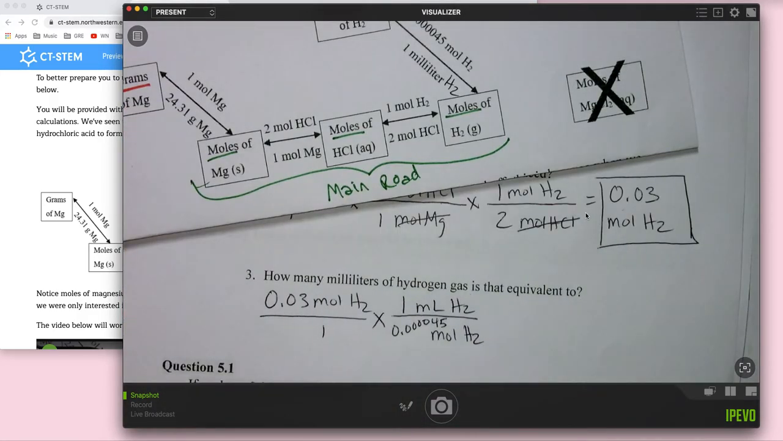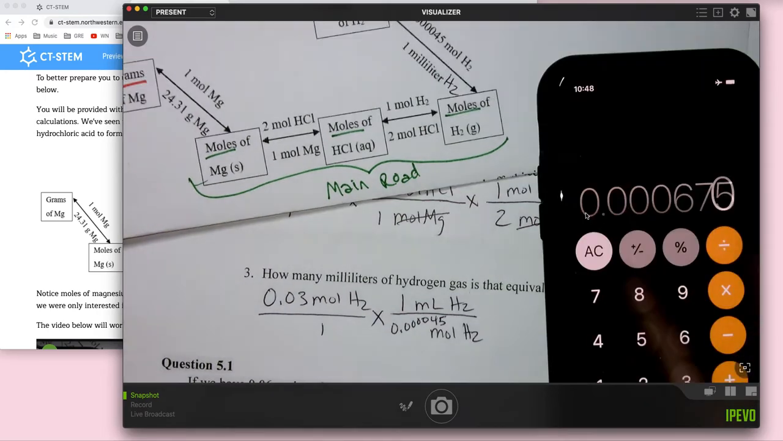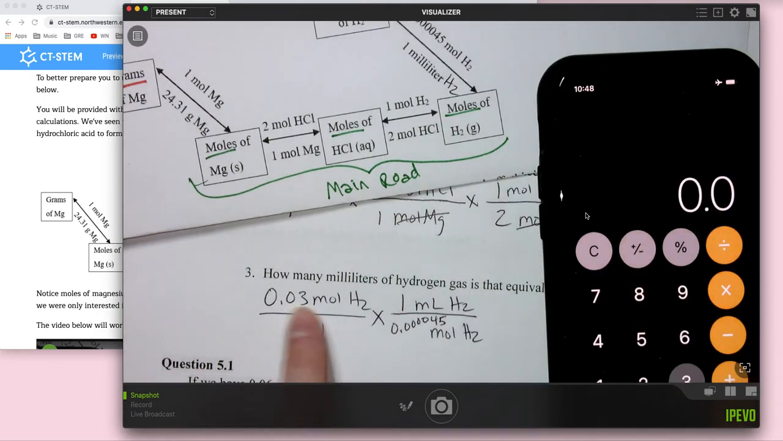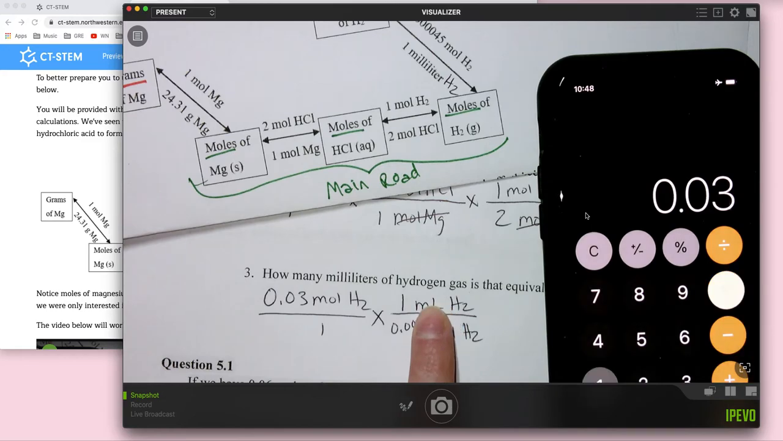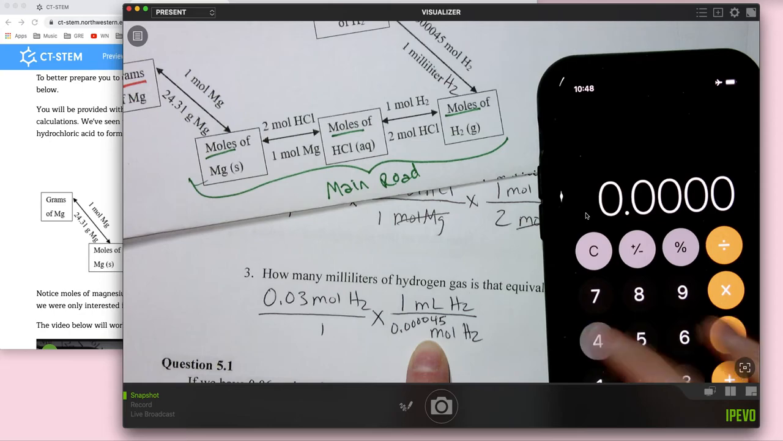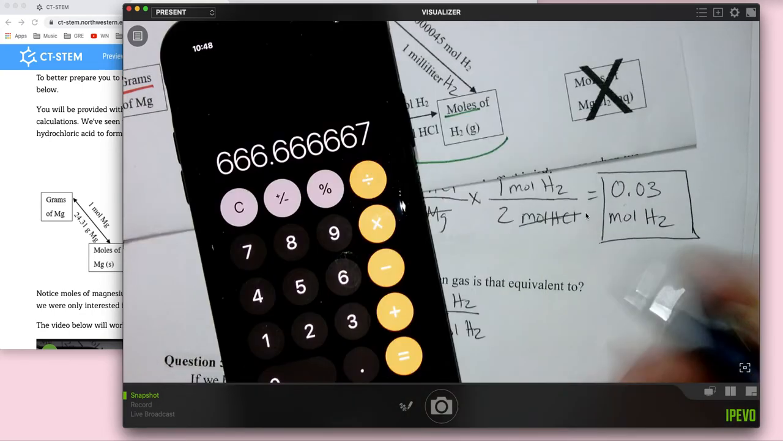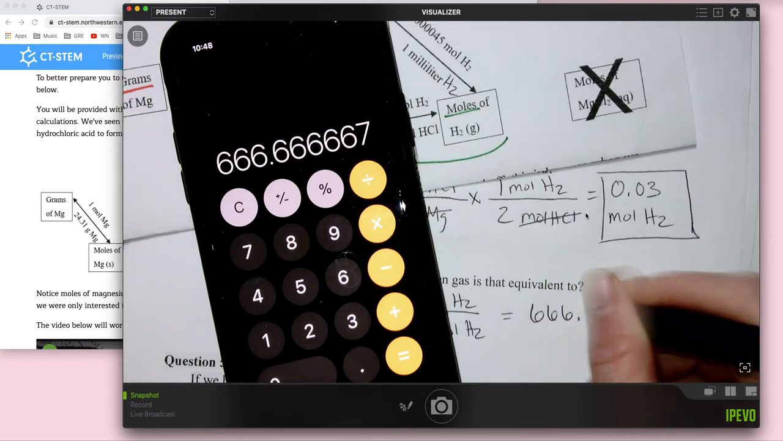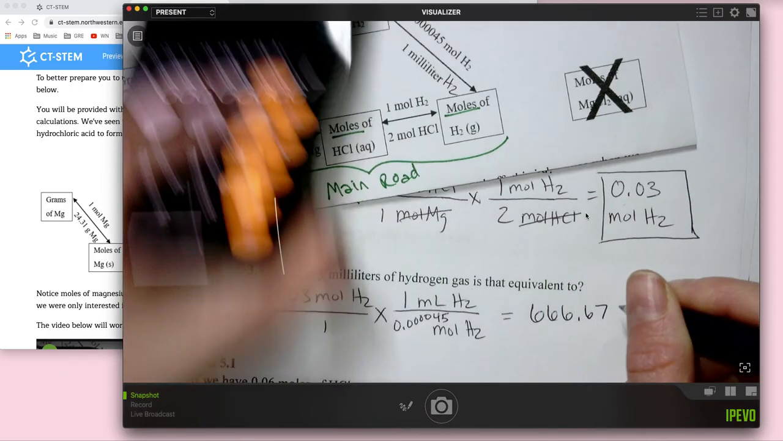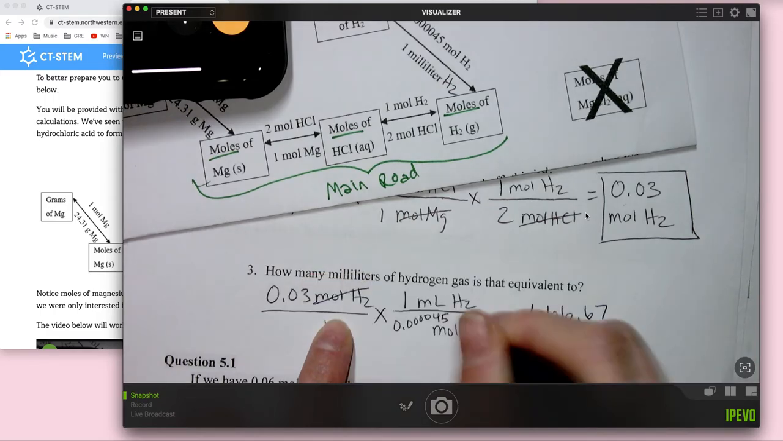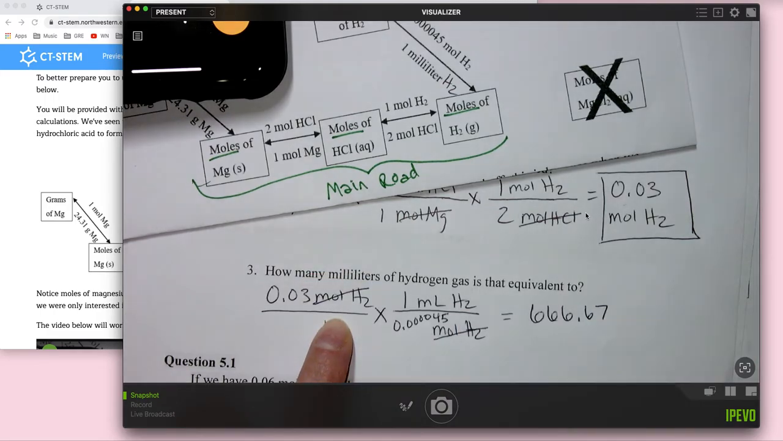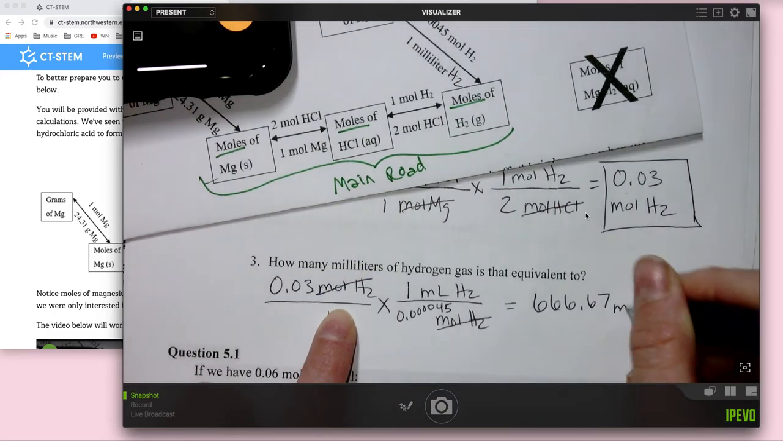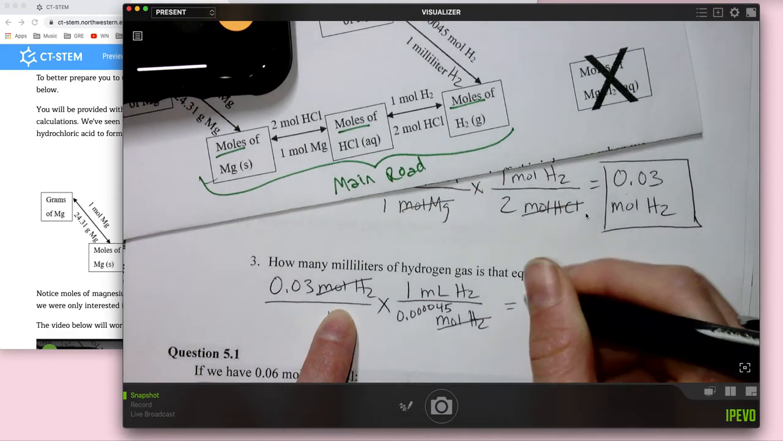All right, so then just get out a calculator. 0.03 times 1 divided by 0.12345. And we end up getting 1, 2, 3, 6, 7. For my unit, mole of hydrogen gas cancels out, so I end up with milliliters of hydrogen.